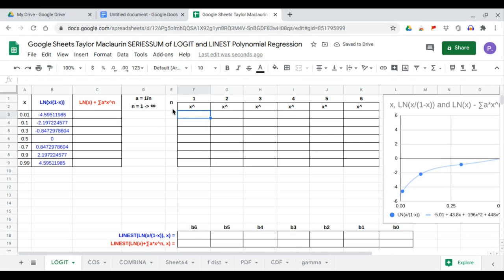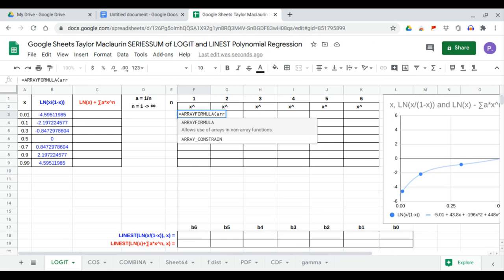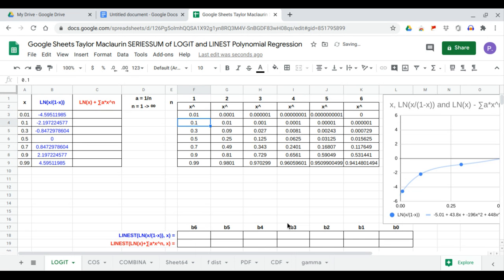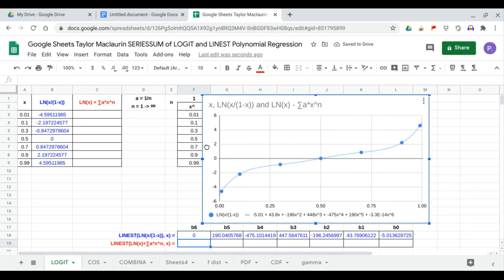So we enter array formula of the x values, all raised to the power 1 to 6. So we have now the LINEST data y and data x. This time we'll use the x to the power 1 to x to the 6. Enter. And let's verify the output.